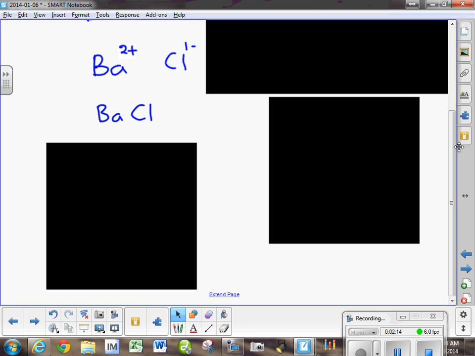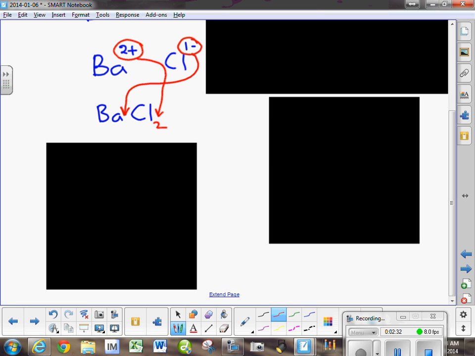The Crissy Crossy. Yeah, we did the old Crissy Crossy trick. We took this guy and put it down for the subscript for this guy. Then we took this guy and put it down for the subscript for this guy. Now, why didn't I write the 1 on the barium? Because it's a 1, and because it's a 1, it doesn't get written. So it's just BaCl2. All right? Is that pretty clear?